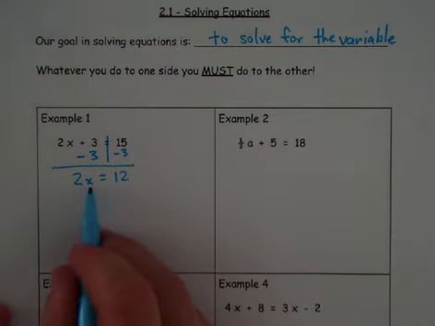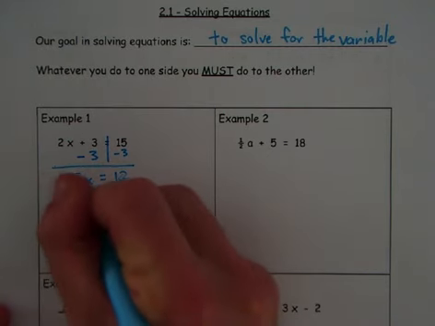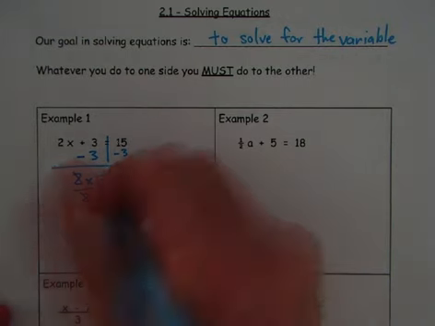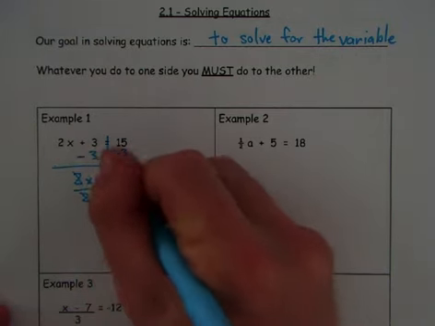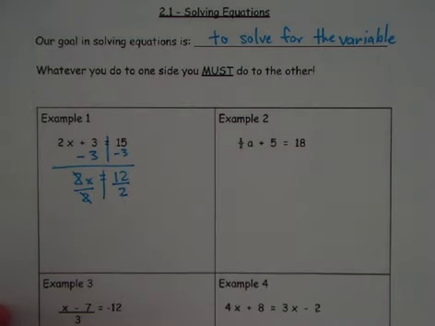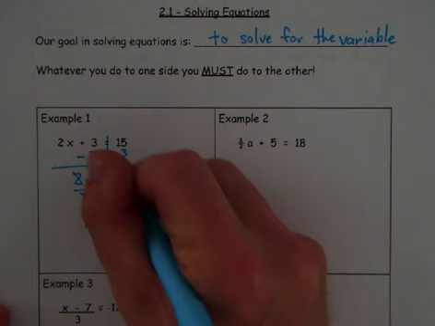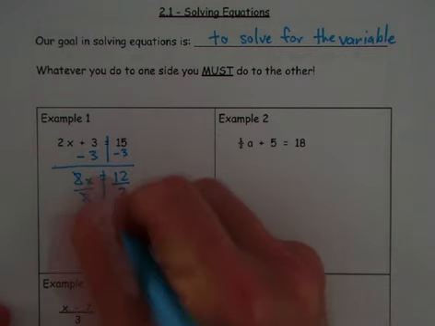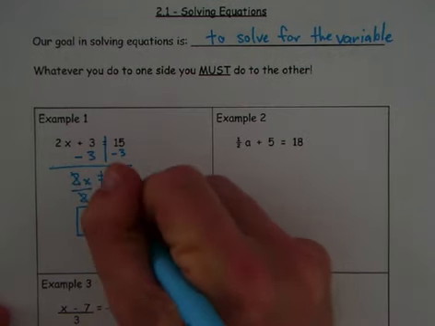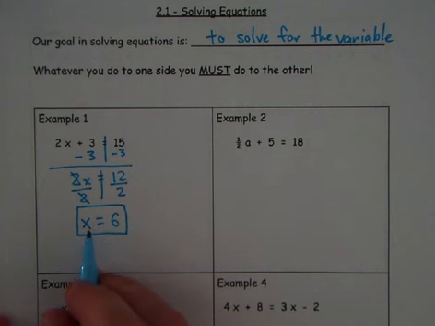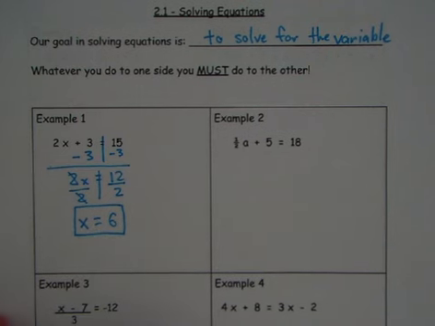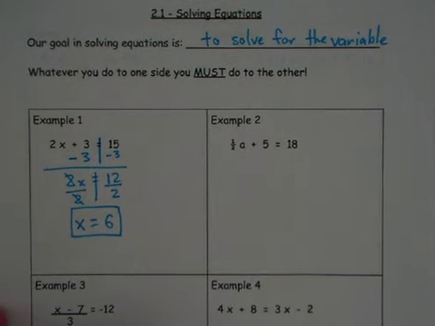How can we isolate the x? If we have 2 times x, if we divide by 2, these 2's will cancel out. If we're going to divide by 2 on one side, we got to divide by 2 on the other side, because we always do things to both sides. Now we're left with x, and 12 divided by 2 equals 6. We've now solved for the variable, and we get x equals 6. Pretty simple, right?